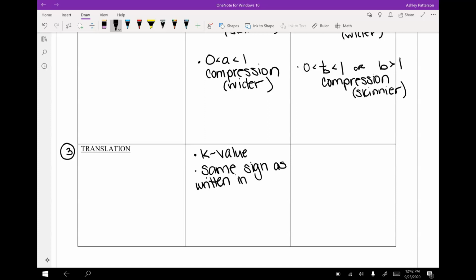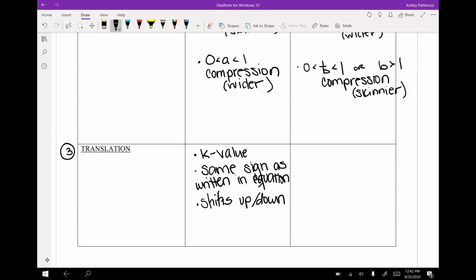As written in the equation, and it shifts the function. That does not look like an H. It shifts the function up or down. It affects the y values.